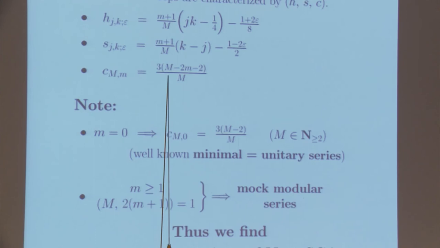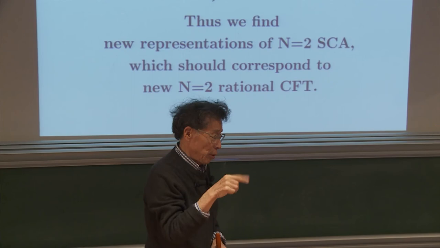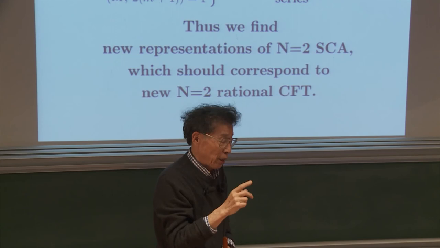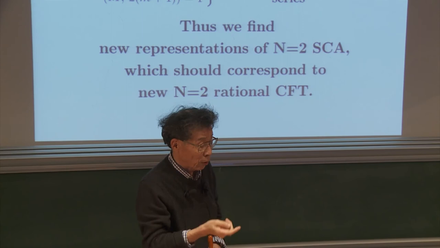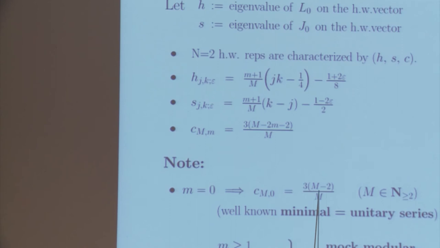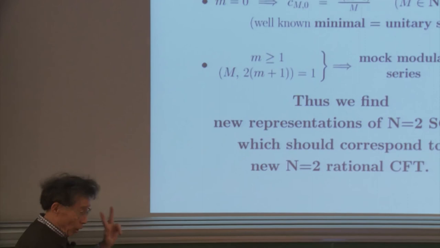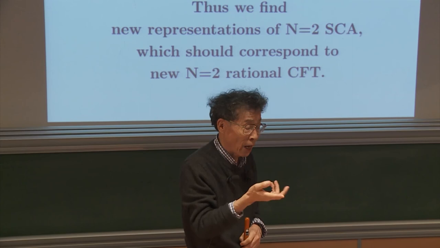And in the case of m equal 0, so m equal 0 means a trivial representation of SL hat 2|1. So admissible representations correspond to the trivial representation of SL hat 2|1, then the central charge is just this part equal to zero, and m minus two. So it is the well-known central charge of the minimal series of N=2 superconformal algebras. But in our case, we consider m lambda zero for arbitrary m. M is an arbitrary non-negative integer.